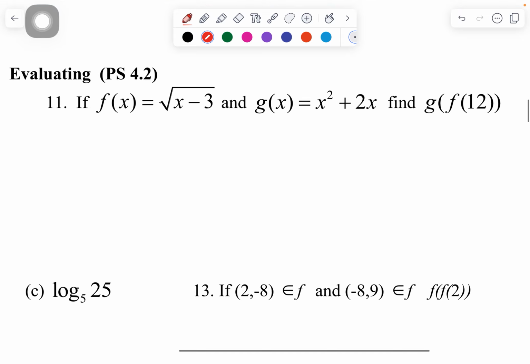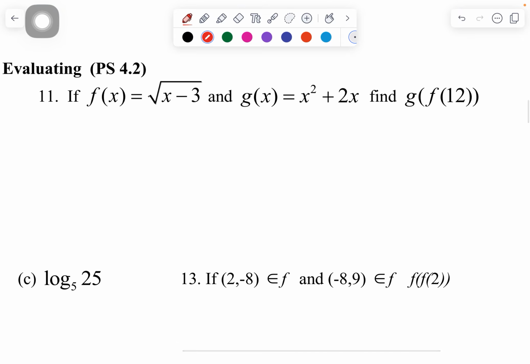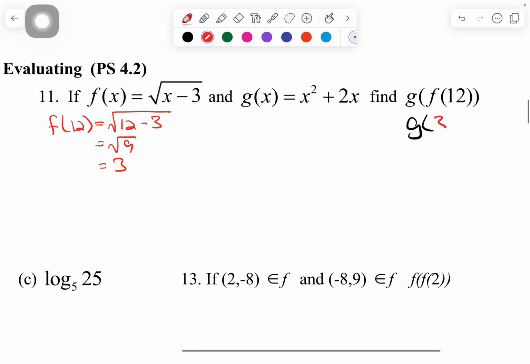We've got two functions for question 11, and we're going to start with this inside part. We're going to find f of 12 first. So f of 12, we're going to go to the f function here. We've got 12 minus 3, so that's the square root of 9. Square root of 9 is 3, so now this becomes g of 3, because that's what we just figured out f of 12 is equal to.